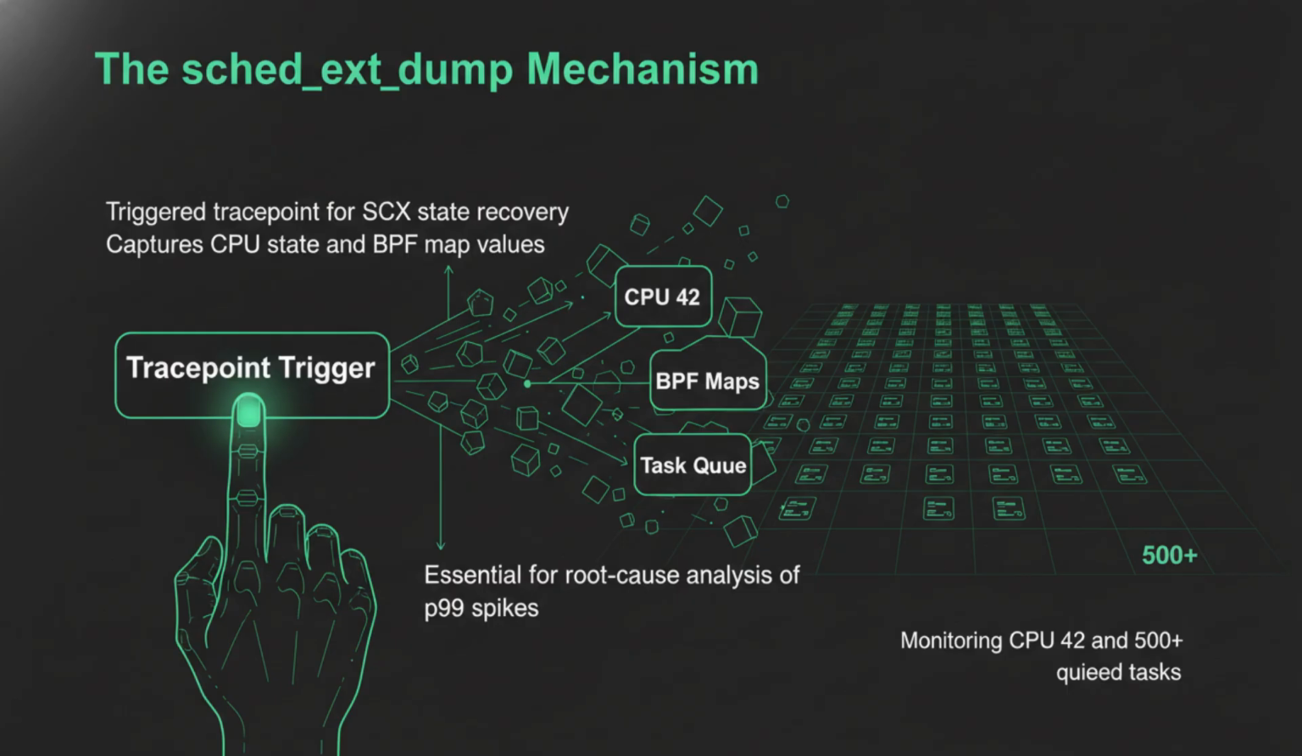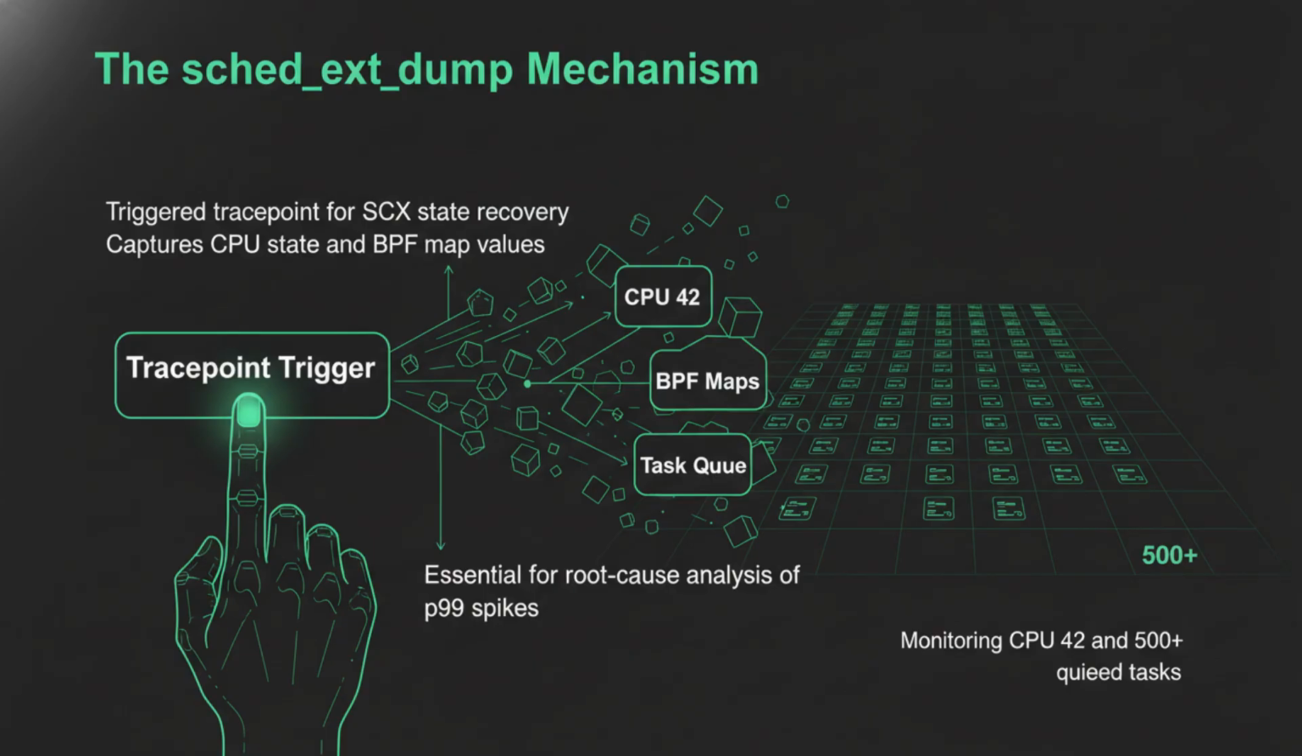The SCHEDX dump tracepoint is not a typical logging function. It is a high-performance hook designed to dump the entire state of the SCX scheduler when triggered. Think of it as a core dump specifically for your scheduling logic. When a task fails to schedule or a watchdog timer expires, the kernel can trigger this tracepoint to output structured data. This data includes the state of every CPU, the tasks currently in the dispatch queues, and the values of your BPF maps at that exact microsecond.